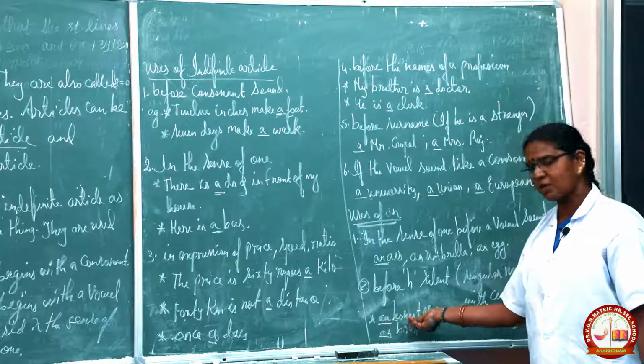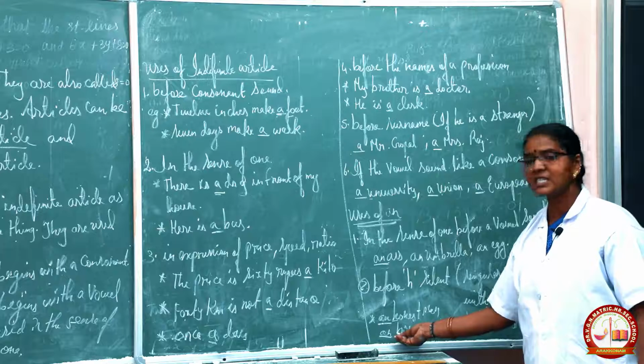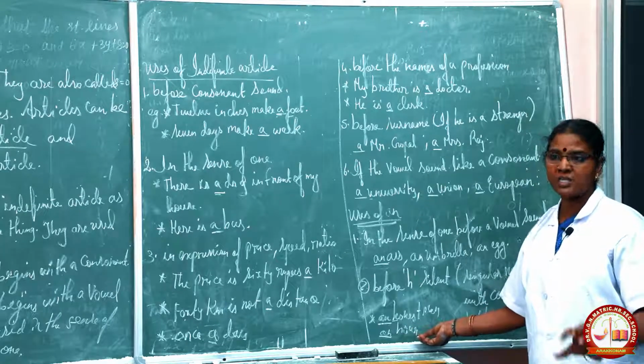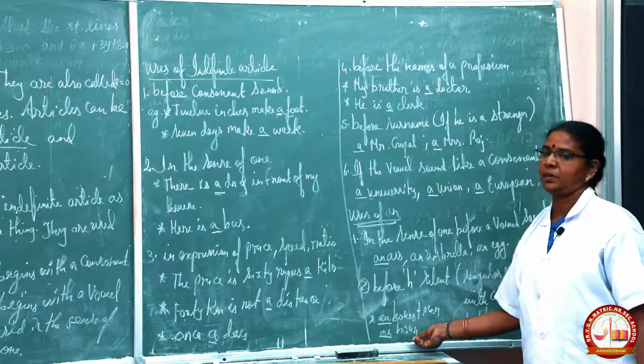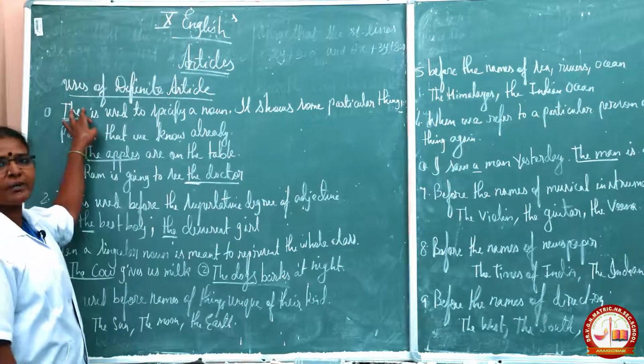So, an honest man. Next one, an hour. So the H is silent, but you have an ow sound. So it is an hour. Okay, next we are going to see the uses of definite articles.